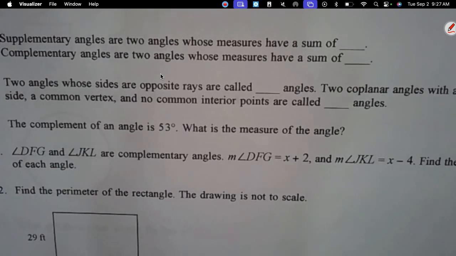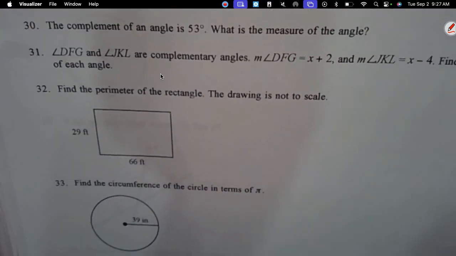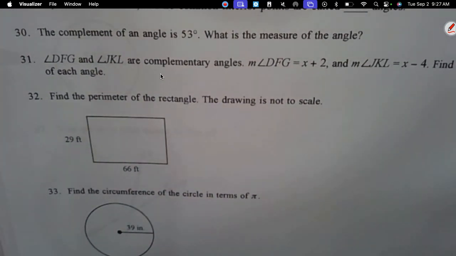The complement. Oh, we just answered. What does complement mean? Complementary, 90 degrees. So this one says, this is number 30, by the way, the complement of an angle is 53. So what does that mean I'm going to do? I'm going to take 90 minus 53. What is 90 minus 53? 37. 37 degrees. There you go, because they would add to 90. Are we good with that one?